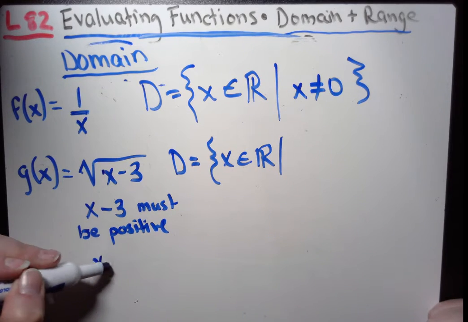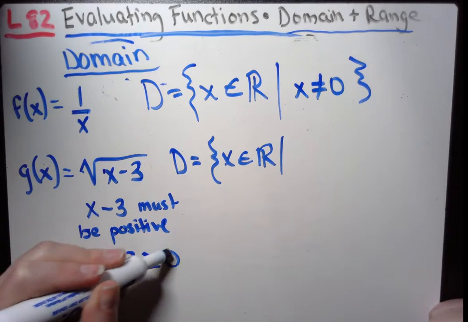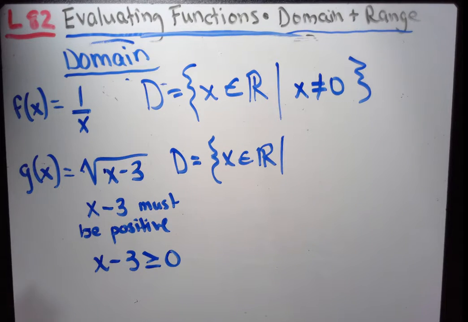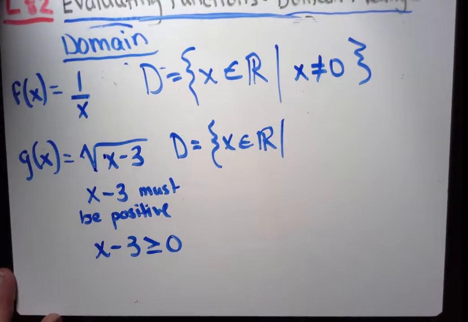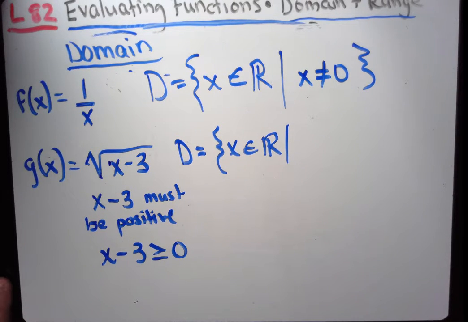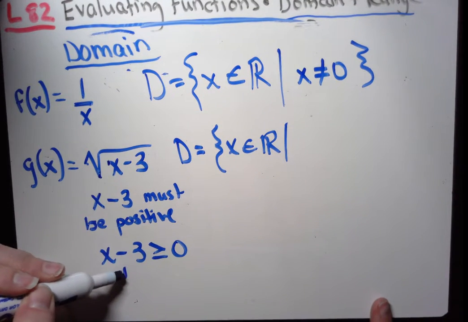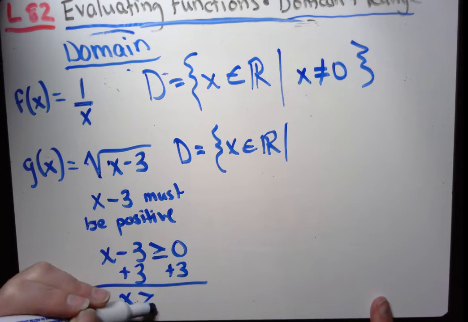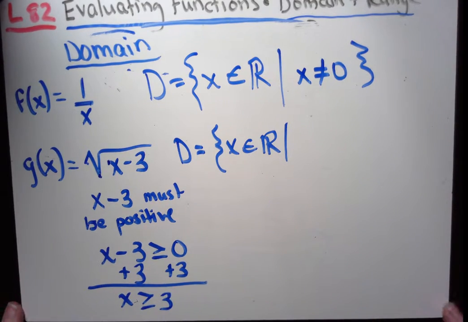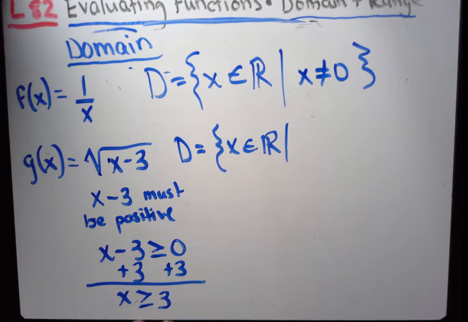Which means x minus 3 must be greater than or equal to 0. Because we can take the square root of 0, but we cannot take the square root of a negative number. So now figuring out what x can't be, this is just like an equation. I can add 3 to both sides to get x by itself. And I see that x is greater than or equal to 3.